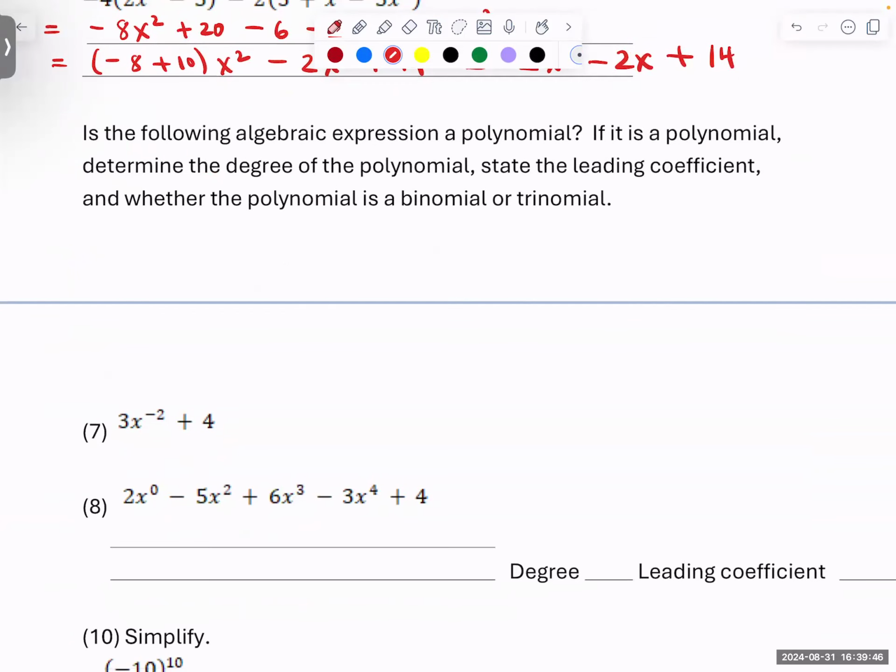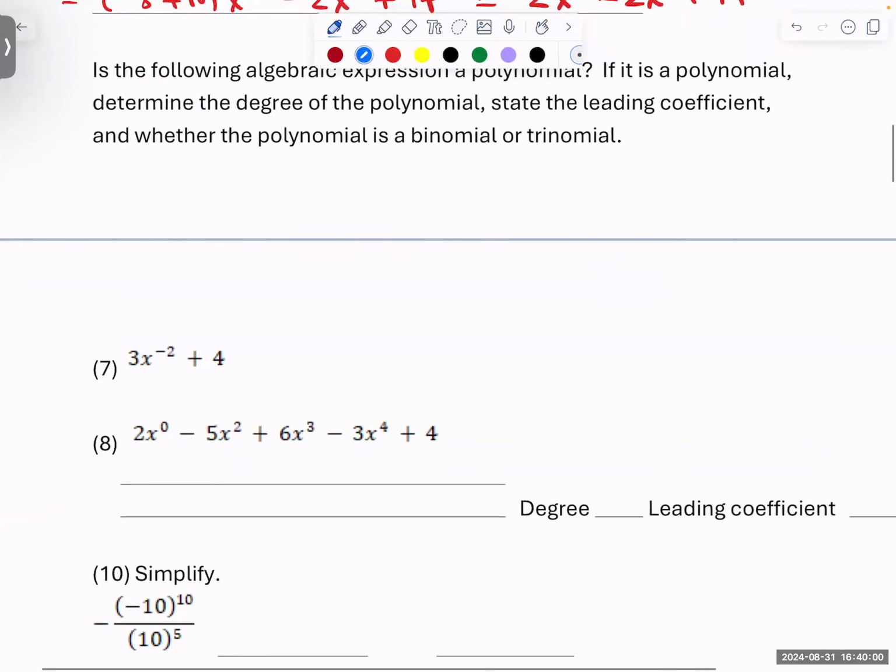Number 7, is the following expression a polynomial? If it is a polynomial, determine the degree of the polynomial, state the leading coefficient, and whether the polynomial is a binomial or trinomial. In number 7, the exponent -2 on the variable makes this not a polynomial, because a polynomial is a single monomial, or the sum or difference of many monomials, but the monomials have to have whole number exponents and cannot have negative exponents. So because of the -2, this expression is not a polynomial by definition.